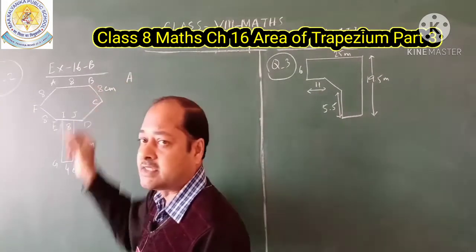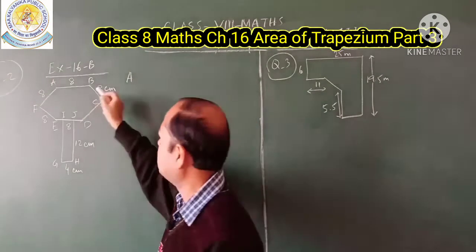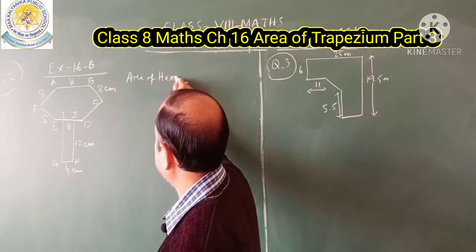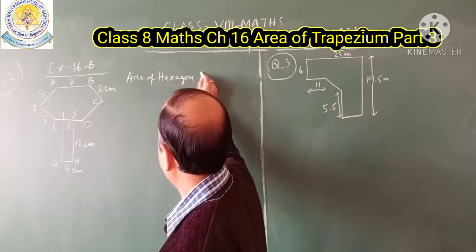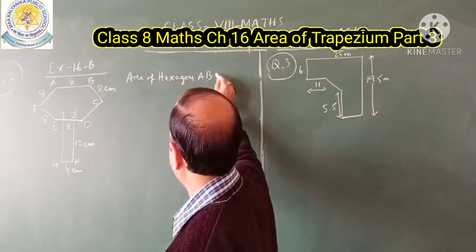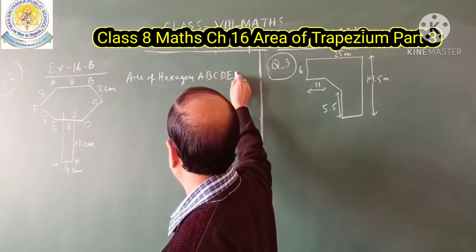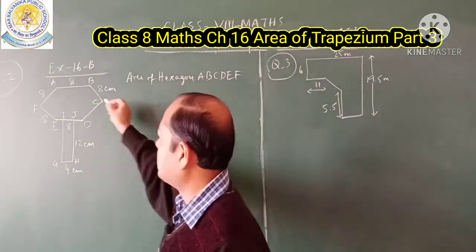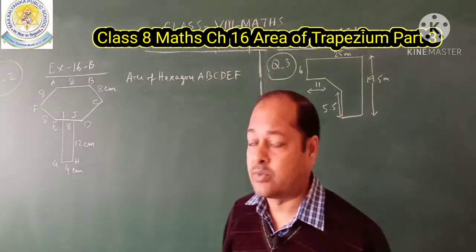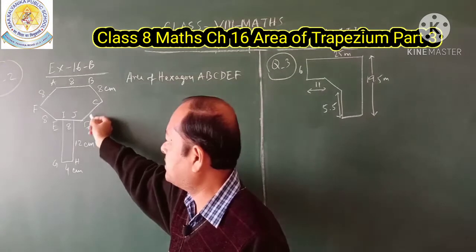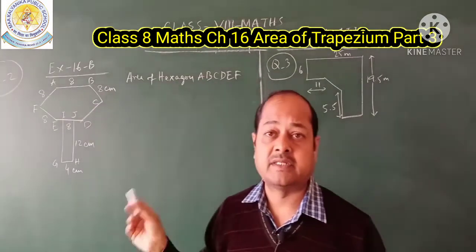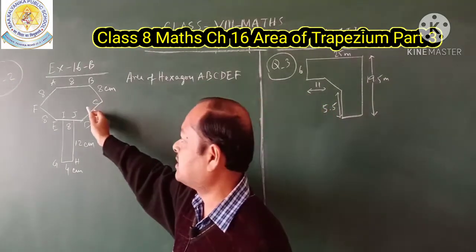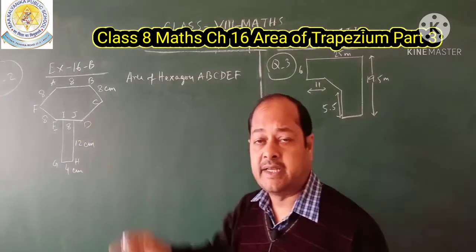The name is already given in the book. What is the name of the hexagon? A, B, C, D, E, F. One formula is there, because the hexagon has all sides equal. Here all the sides of the hexagon are 8 centimeter, and the unit is given in centimeter. So we have to find the area of this hexagon having side 8 centimeter.